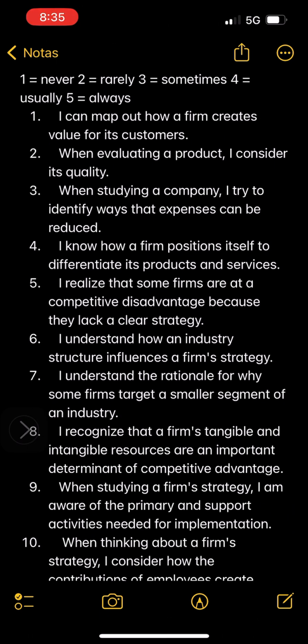I can map out how a firm creates value for its customers. When evaluating a product, I consider its quality. When studying a company, I try to identify ways that expenses can be reduced. I know how a firm positions itself to differentiate its products and services. I realize that some firms are at a competitive disadvantage because they lack a clear strategy. I understand how an industry structure influences a firm's strategy.